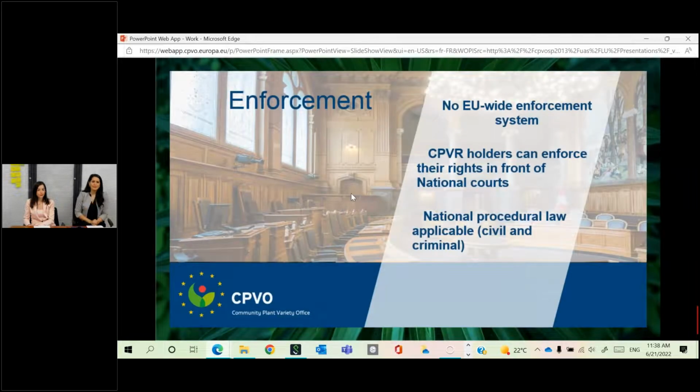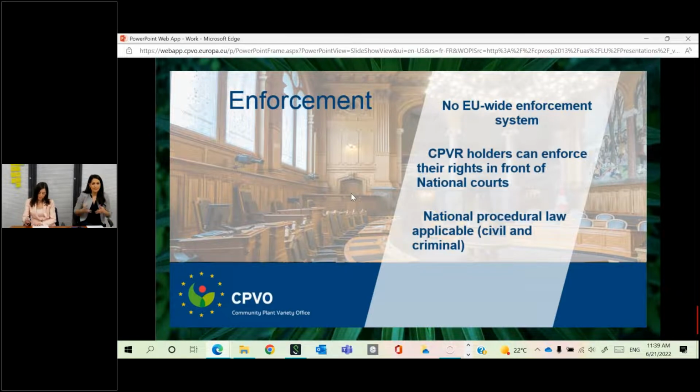Enforcement of CPVR. You may know that once an intellectual property right is granted, there is the possibility of infringement. When we have a very successful variety, everyone wants to jump on it and piggyback on the innovators and the market share that it gets. At the CPVO, this is very important. Our mission, you will remember, is to run and promote a system for protection. However, there is no EU-wide enforcement system.